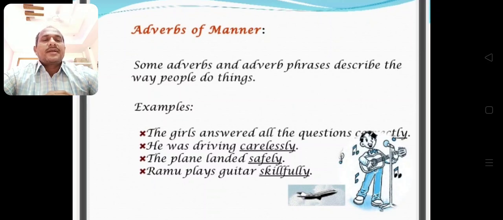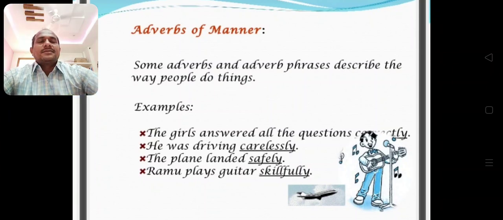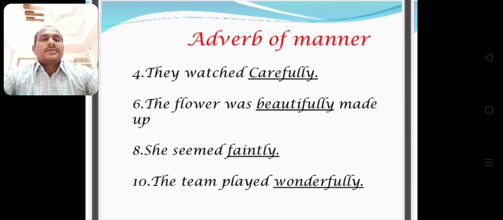So here you see correctly, carelessly, safely, skillfully are adverbs of manner, which show the manner in which people are doing their work. So these are the sentences for adverbs of manner. Then we move to some more examples. They watched carefully. Here, carefully is the manner: they watched the movie carefully.